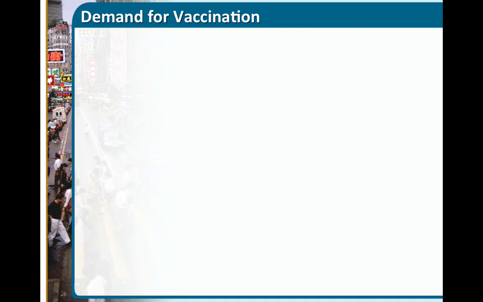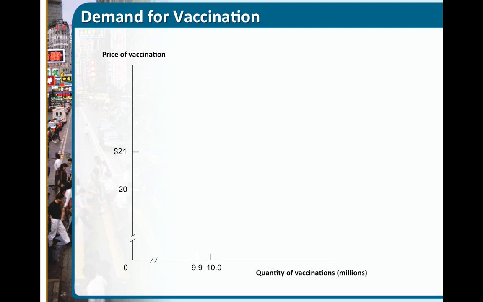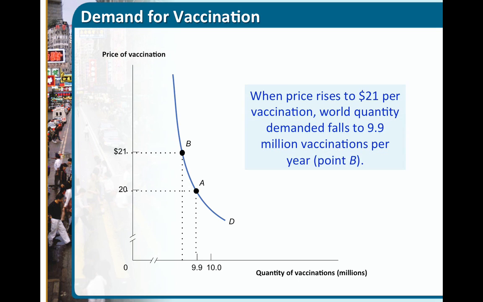The first example the book gives is the demand for vaccination. As you can imagine, vaccines are pretty inelastic, and if you haven't read the book chapter yet, you don't know what I'm talking about, but we'll get into that in this discussion. So when the price rises from 20 to 21, point A to point B, the quantity demanded falls, and pretend this 9.9 is over here and this 10 is over here. So when the price rises from 20 to 21, the demand falls from 10 to 9.